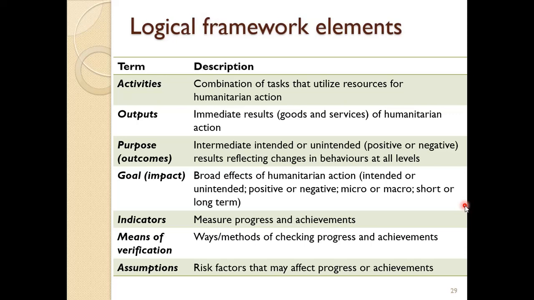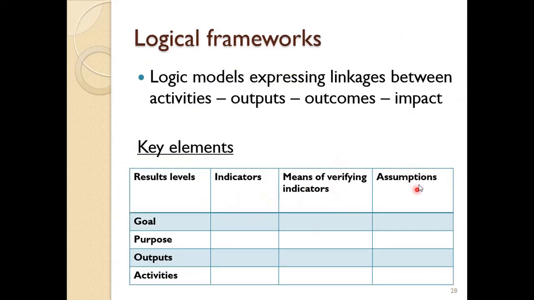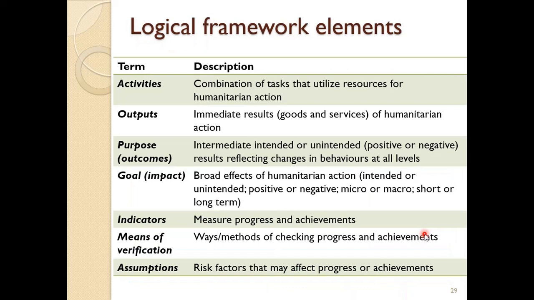So you have indicators. Remember, we talked about indicators, means of verification, and assumptions. The indicator should show how you measure what kind of impact, purpose or output you have achieved. The means of verification is, for instance, the research designs or data collection methods to get information that will show how much you have achieved in terms of results, and the assumptions are the risk factors that may affect progress or achievement of the results that we've just explained here: outputs, purpose, and goal.